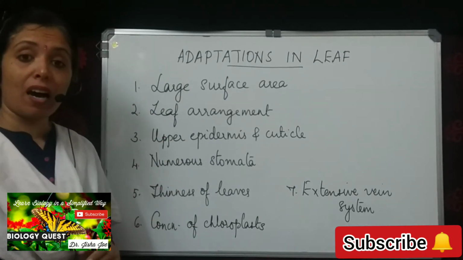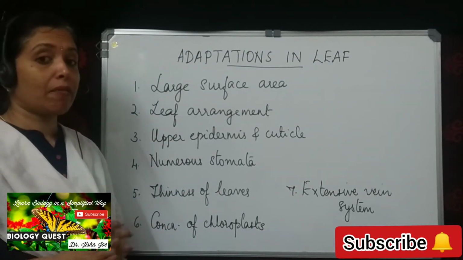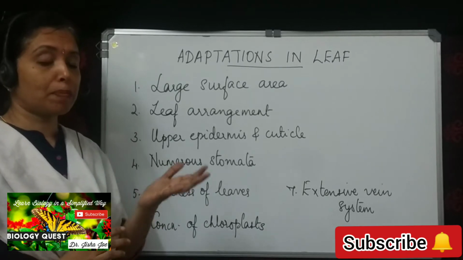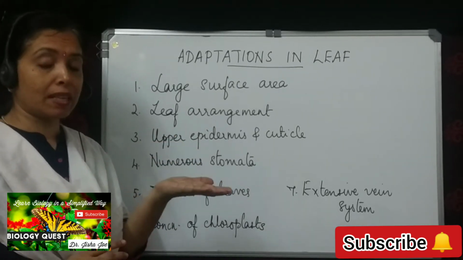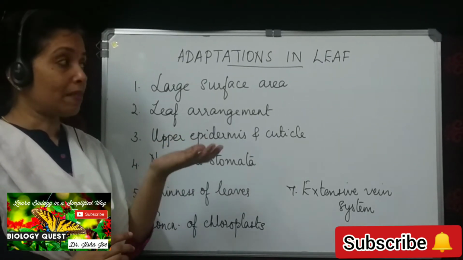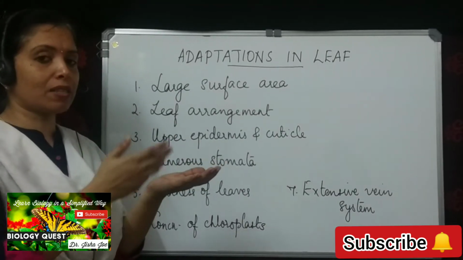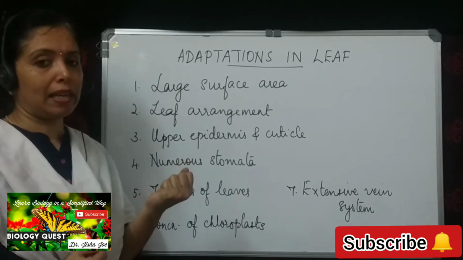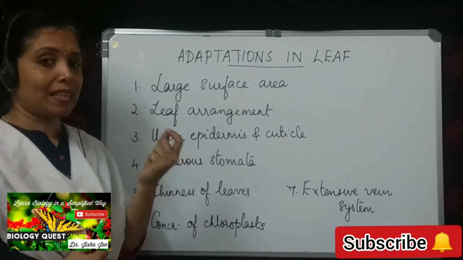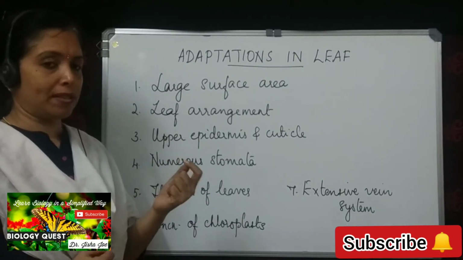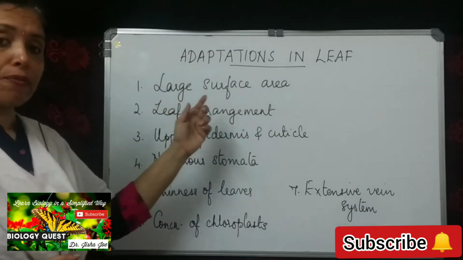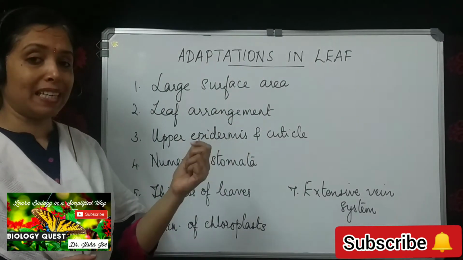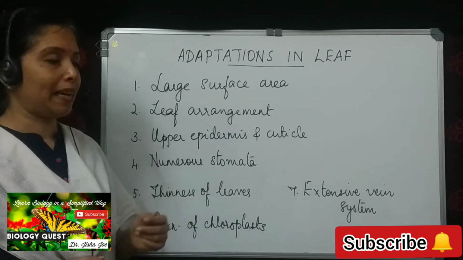First one, large surface area. Leaves have large surface area. What is the purpose or need of this large surface area in leaves? We know leaves are broad. This broadness of the leaves increases the surface area for the absorption of light, because light is an important factor for photosynthesis. So large surface area of leaves enable the leaves to absorb maximum light.